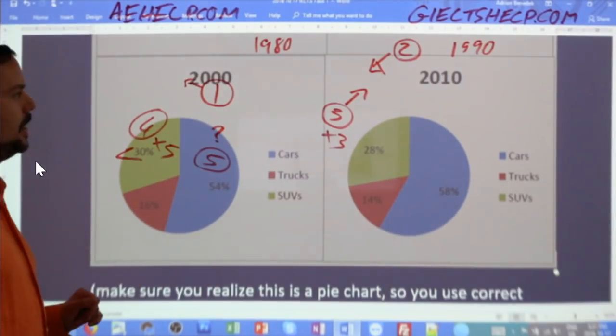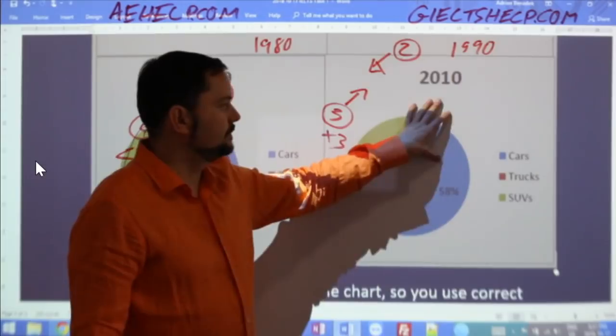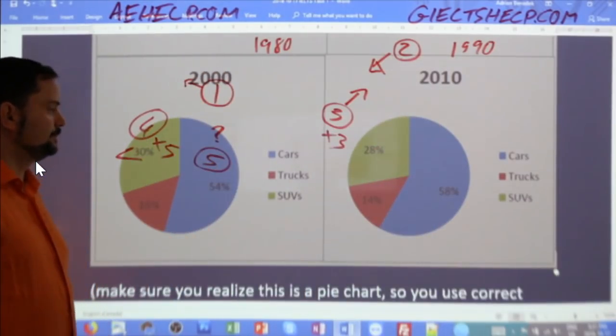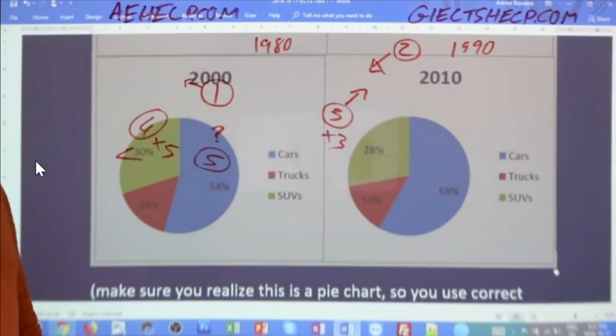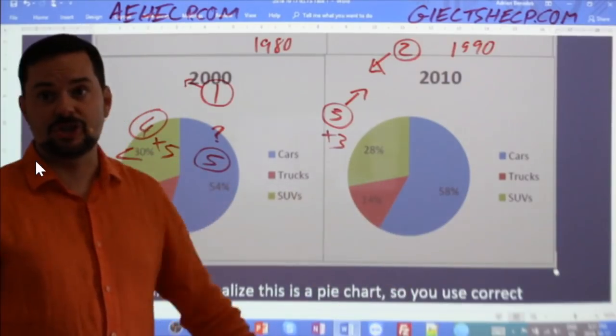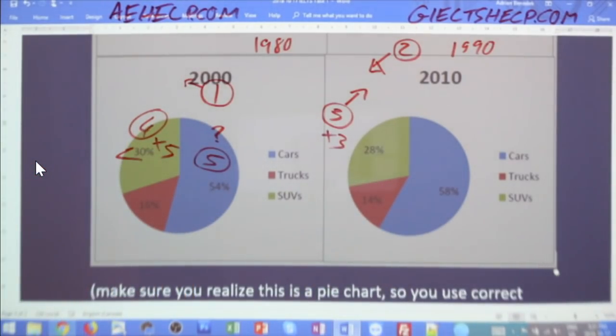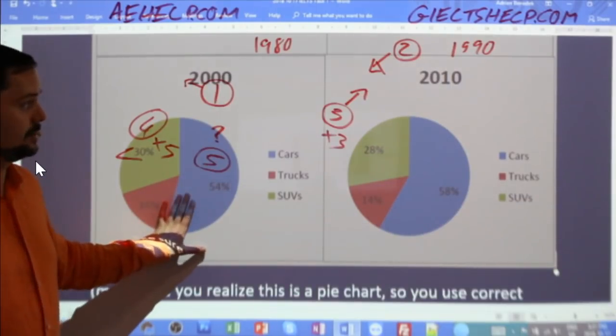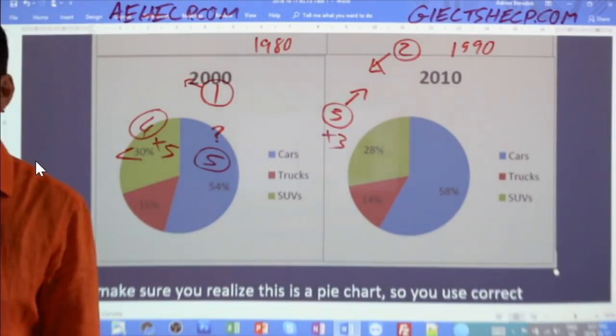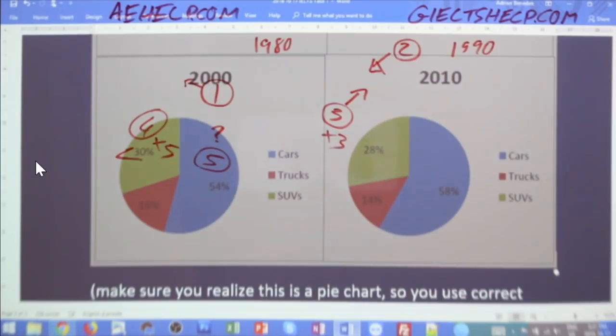All right, so 2010, what's going on there? So in 2010, what should I mention? If I'm talking about 2010 compared to 2000, what should I mention? What is my most interesting piece of information there? How can I talk about that?